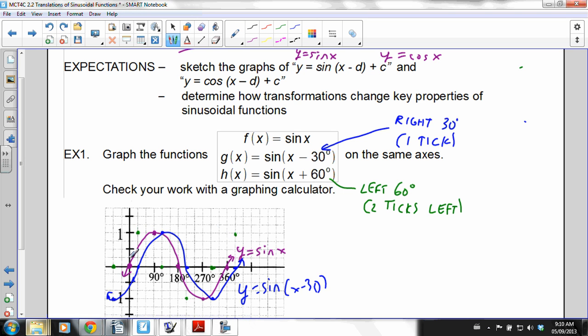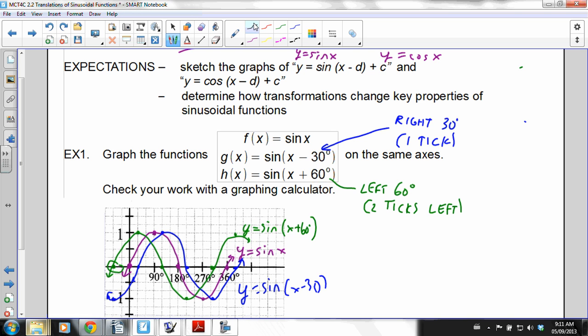And notice if I look at this green one, it is the purple one moved left two ticks, isn't it? Two ticks, two ticks, two ticks, each of those points. And I think at least finding the starting point and repeating the pattern is faster and easier. That's kind of up to you, though.